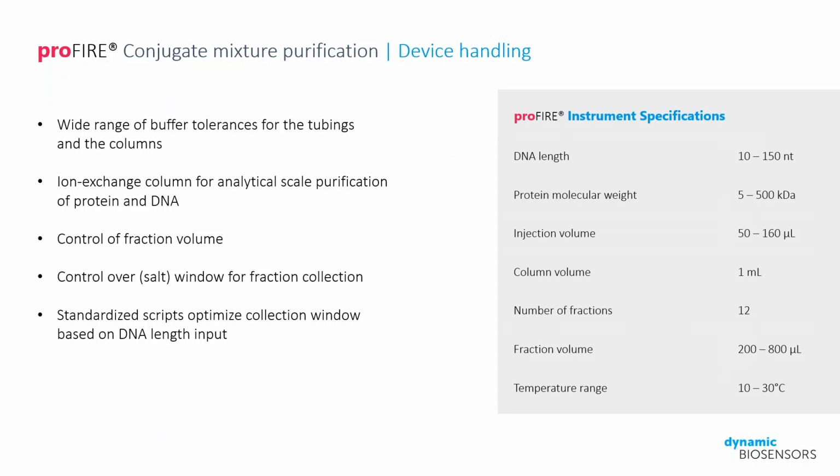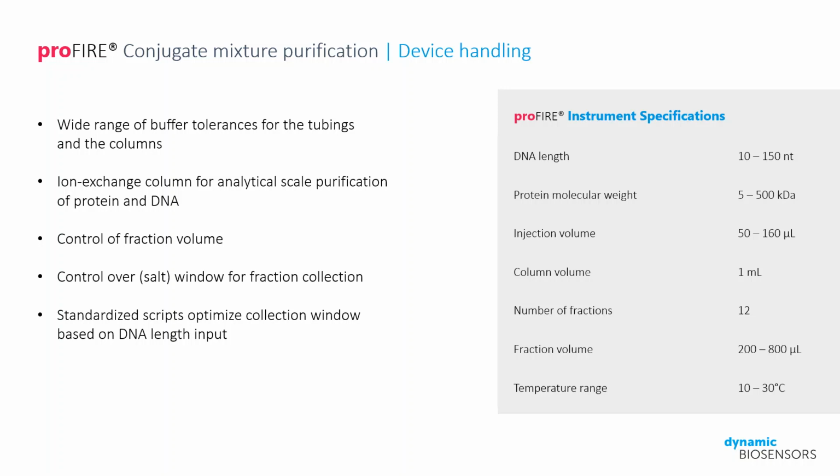The proFIRE is fitted with HPLC grade tubings and thus handles a wide range of buffer tolerances. The associated chromatography column is an ion exchange column for the analytical scale purification of proteins and DNA. And as you can see in the table to the right, the column can handle a wide range of DNA lengths and protein molecular weights. The user can control the fraction collection volume within a volume range of 200 to 800 microliters, enabling higher resolution fractionation of the elution products.